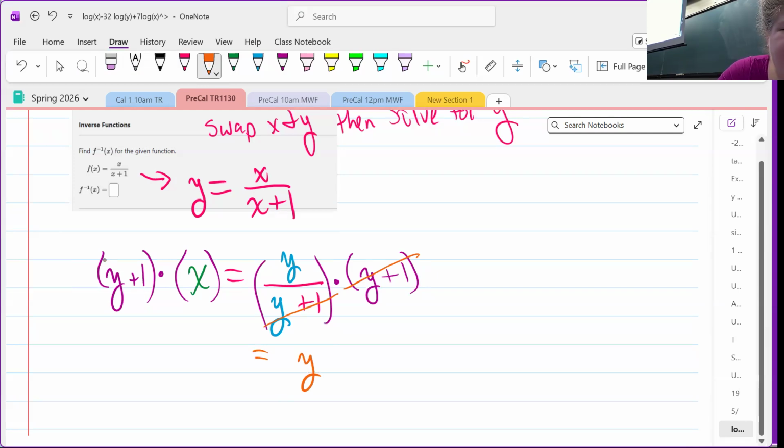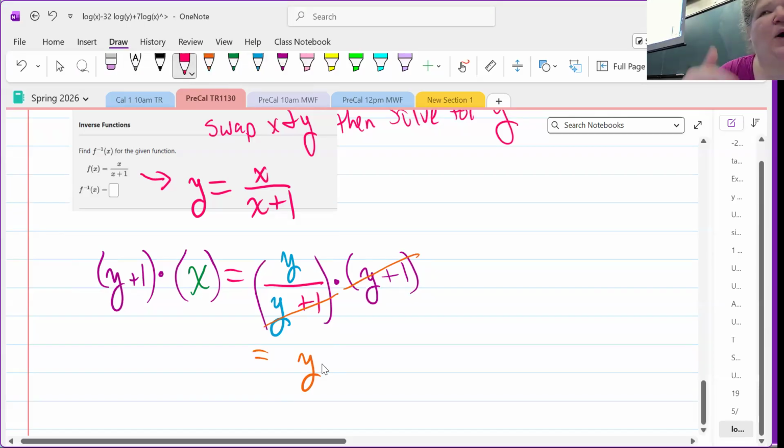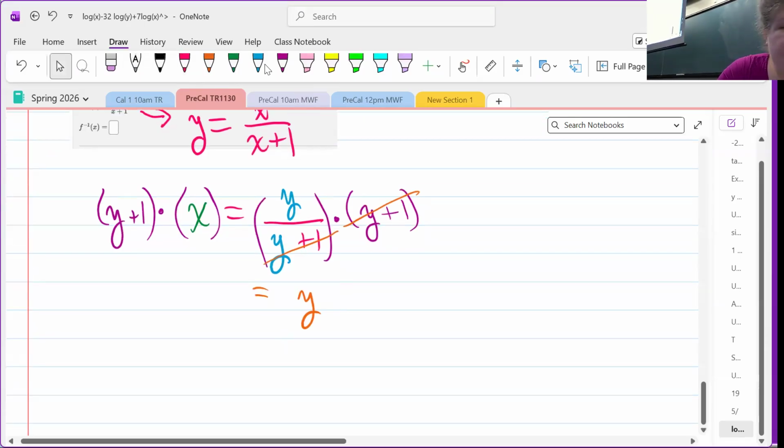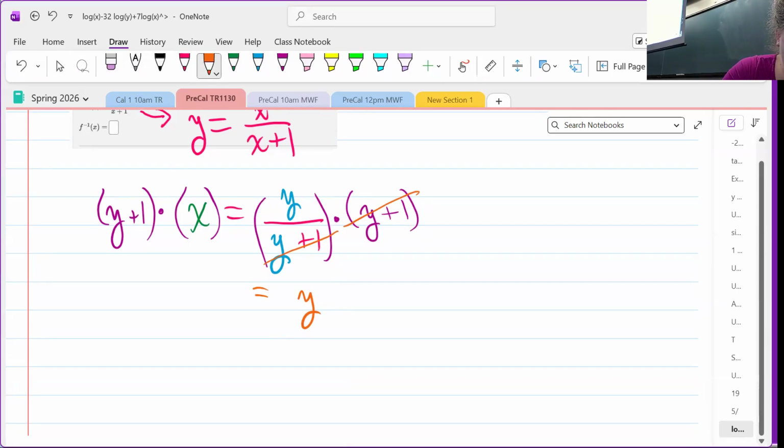But on the left side, I also still have a y. So even though it feels like I got y by itself, when we say solve for y, we mean there's only one y and it's by itself. So if there's more than one y, we got to do more work. So this y plus 1 thing times x, I'm going to need to distribute that x through. So I have xy plus x equals y.